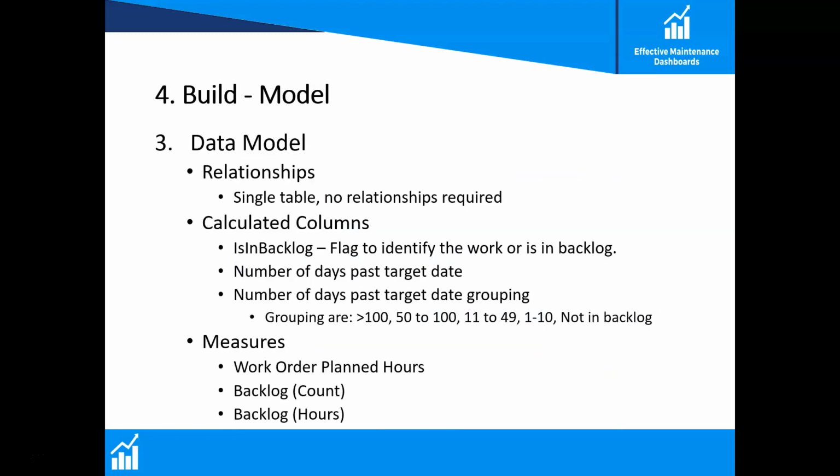In this example, there's only a single table, so no relationships are required. The calculated columns we need are: one is in backlog, and that's to flag that the work order is a backlog. Second is the number of days past the target date. And then finally we'll need the number of days past the target date grouping. So we're going to group the work orders into those 5 different groups: greater than 100 days, 50 to 100, 9 to 49, 1 to 10, and not in backlog.